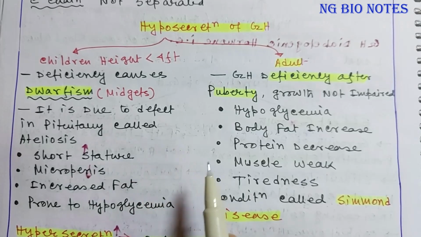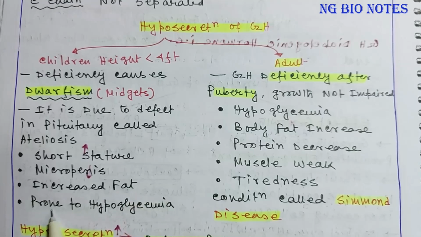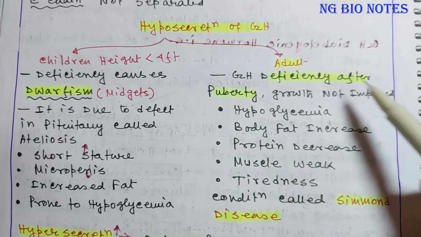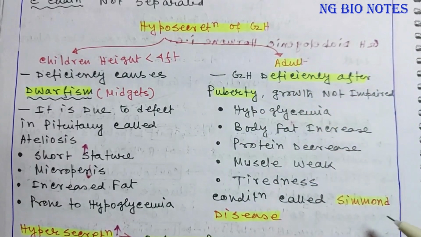The symptoms of these midgets are short stature and micropenis, so the penis is not normal in size and becomes smaller, along with increased body fat, and they are prone to hypoglycemia. In adults, growth hormone deficiency after puberty causes a particular disease which is known as Simmonds disease.